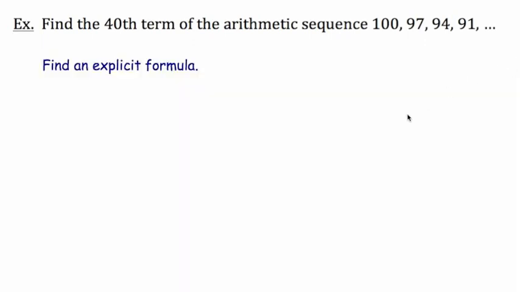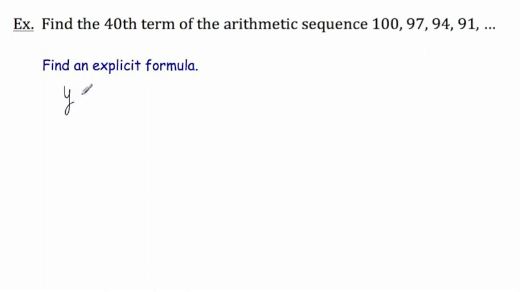So the first thing that we should do is find an explicit formula. We could use this pattern and simply subtract 3 a whole bunch of times until we find the 40th term, but that's going to take a long time, and ultimately if we wanted to find the 100th term or the 1000th term, that would be a lot of work to do. So it's good to be able to find an explicit formula to generate terms that are well into a sequence. So again, since this is arithmetic, we can use a linear equation to find this.